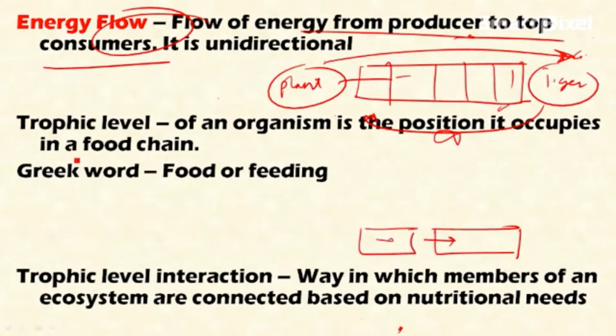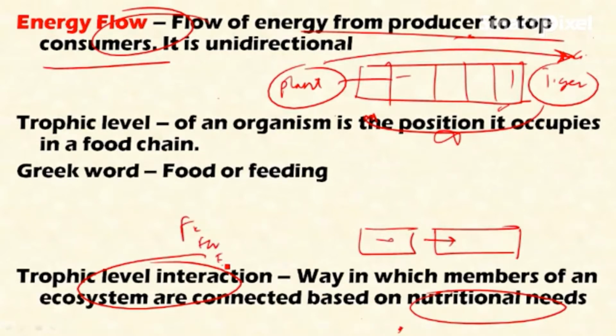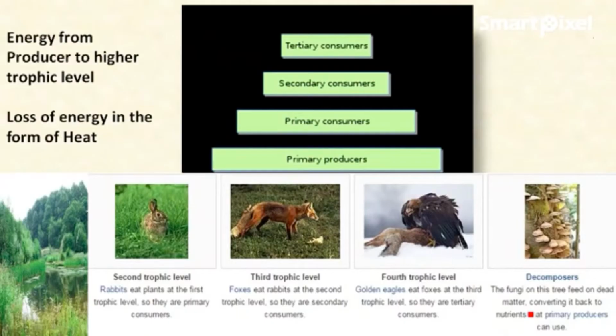That I am going to discuss in the next slide with the help of a diagram. Trophic level interaction means the way in which the members of an ecosystem are connected based on nutritional needs, that is, the feeding mechanism. Trophic level interactions include food chain, food web, and energy flow. These three are interactions between organisms based on feeding mechanism, that is, nutritional needs.